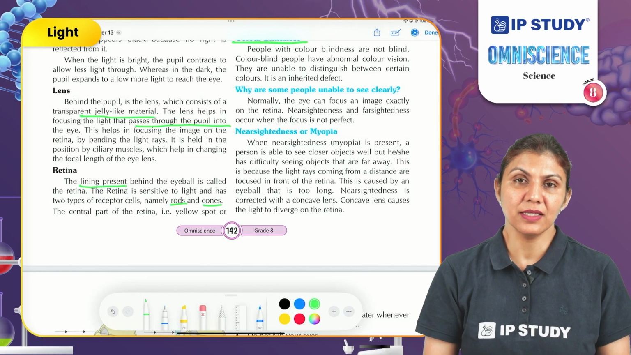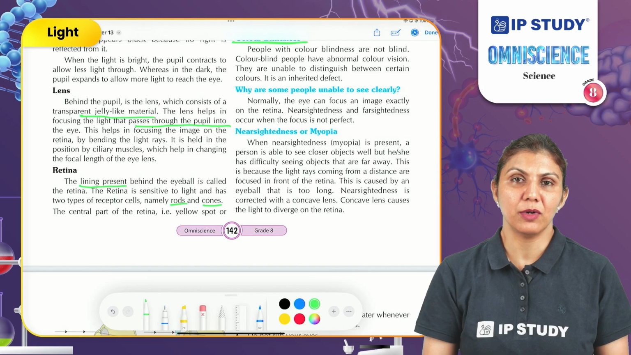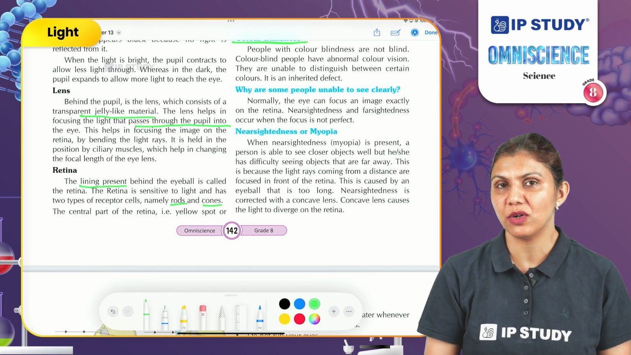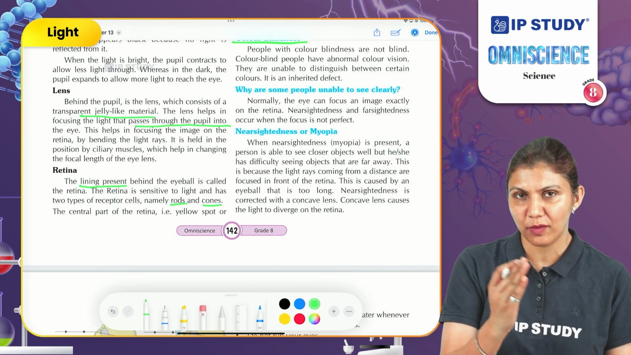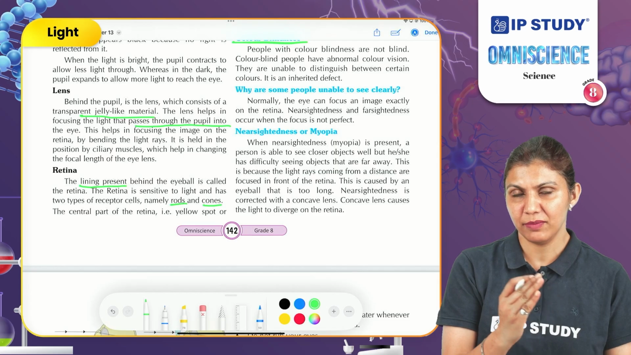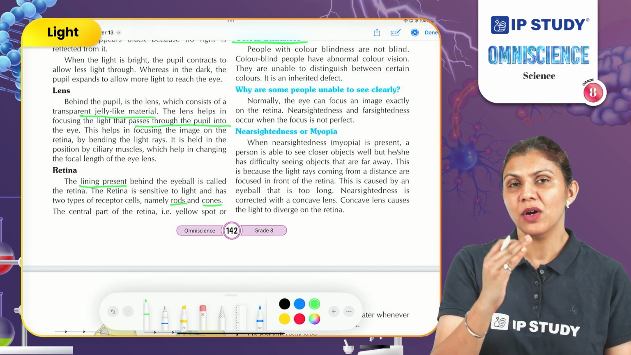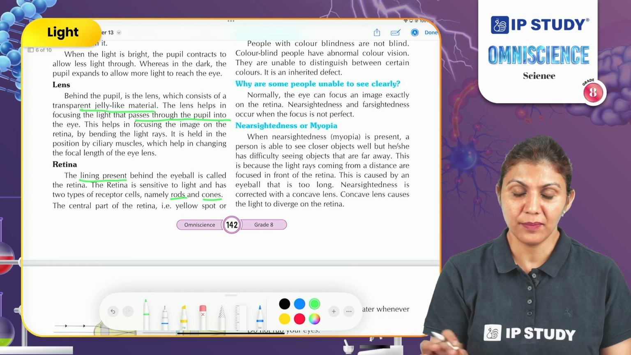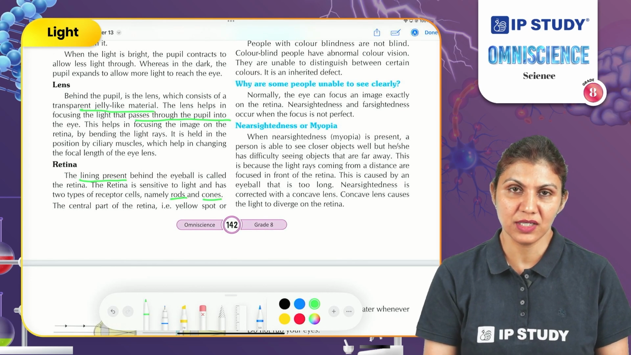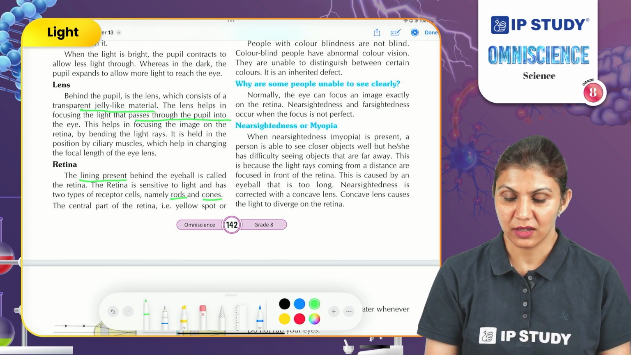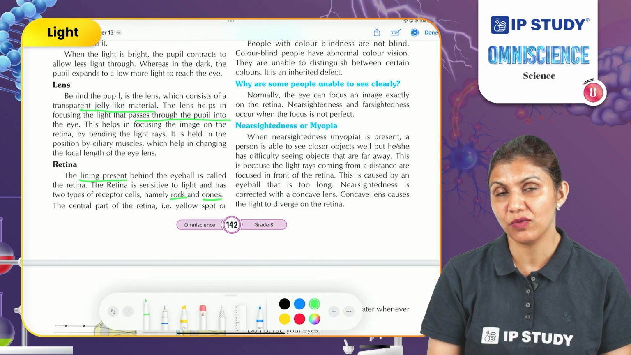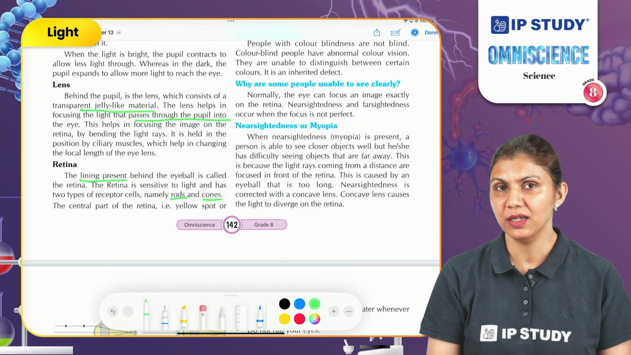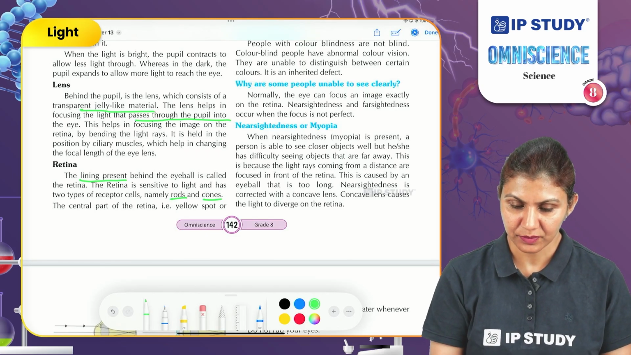Unhealthy eyes means your eyes are not able to work properly to form the image on the retina. Either the image is forming before the retina, meaning before the screen, or it is forming behind the screen. So we can understand these conditions and find out the solutions to form the correct image at the correct point of the retina.